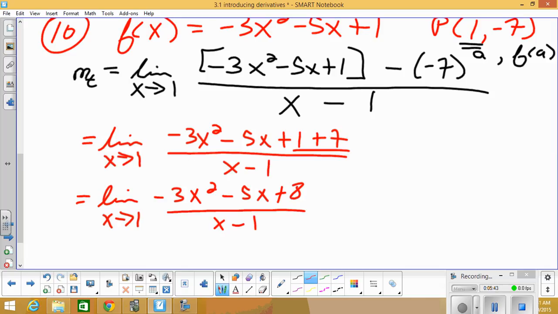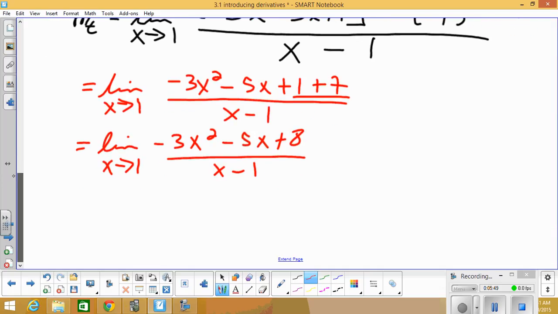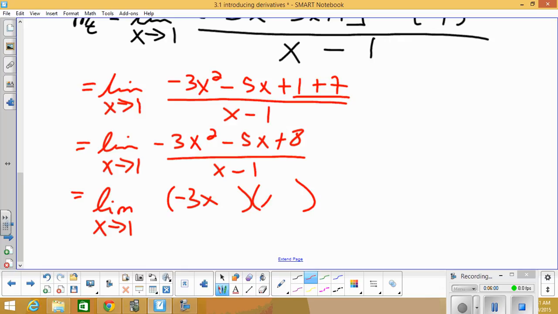From this point, I'm going to have to see if the numerator factors and if I can reduce the x minus 1 out of it. Remember, with factoring, you could do the AC method, and if you don't remember that, you've got to see me. The numerator does factor into a negative 3x, and because the last term's a positive 8, the numerator does factor into a negative 8 and a negative 1.